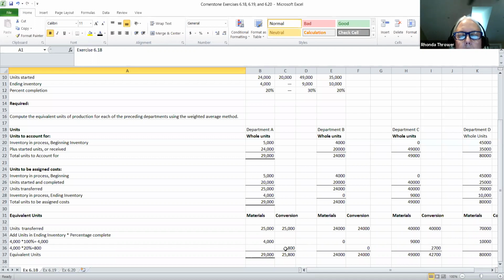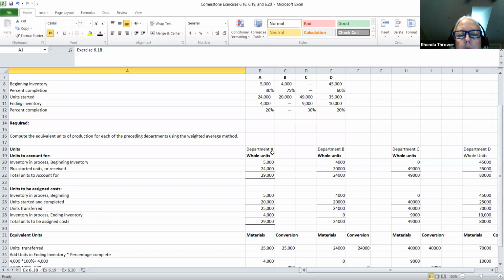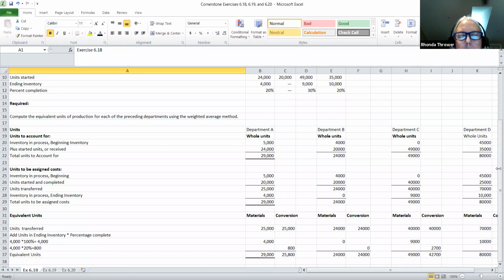And the way that we do that is we take the ending inventory whole units, which is 4,000, and we multiply it by the percent of ending inventory that was complete this period of time. And you'll notice that the percent complete of the ending inventory is 20%. So that's how I got 20% here. 4,000 times 20% is 800 units. 800 units are our equivalent units of ending inventory for conversion.